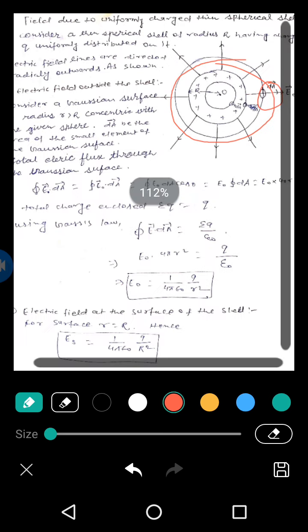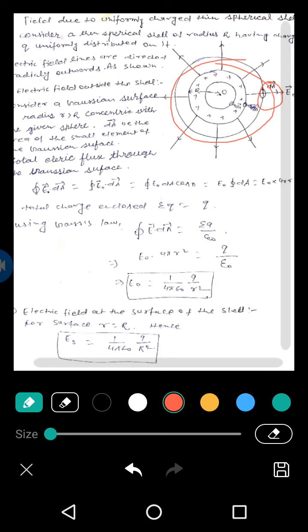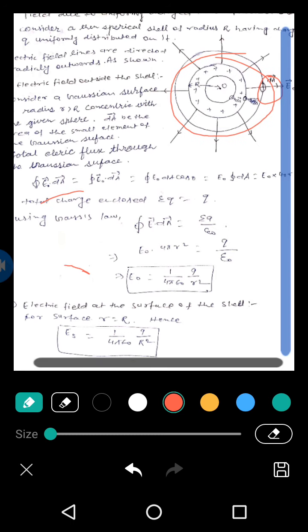Now the total electric flux through the closed surface is equal to E dot dA integration through the closed surface. It comes out to be E into 4 pi r square. That is, E is the electric field, and 4 pi r square is the surface area of the sphere. Now total charge inside the Gaussian surface is Q.